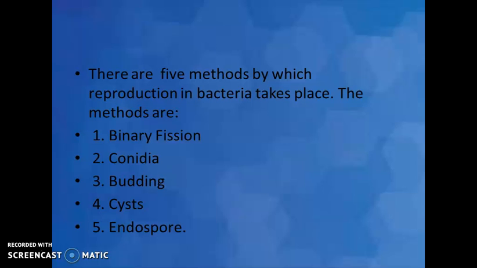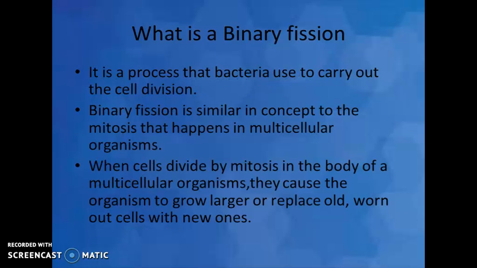There are 5 methods by which reproduction in bacteria takes place. The methods are binary fission, first one, then conidia, budding, cyst formation and endospore. Now, what is binary fission? It is a process that bacteria use to carry out cell division.